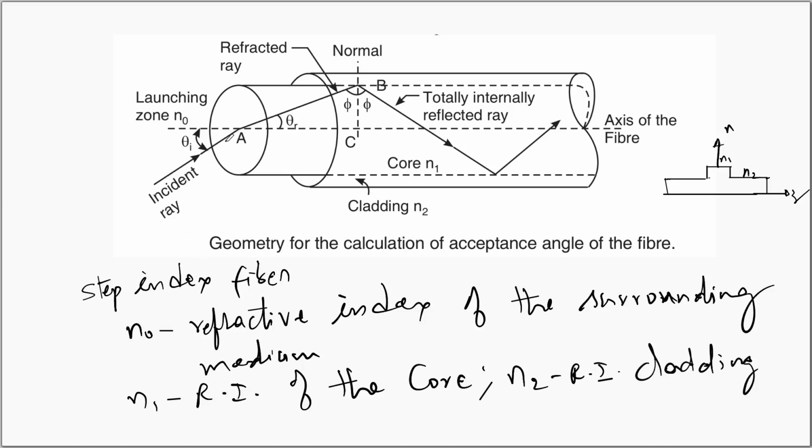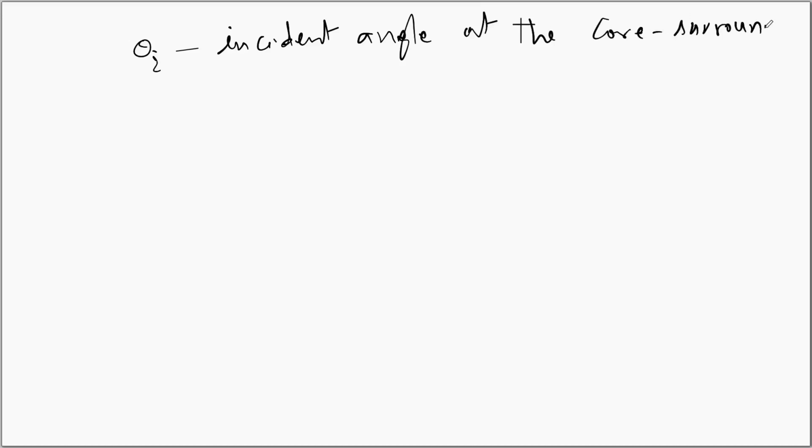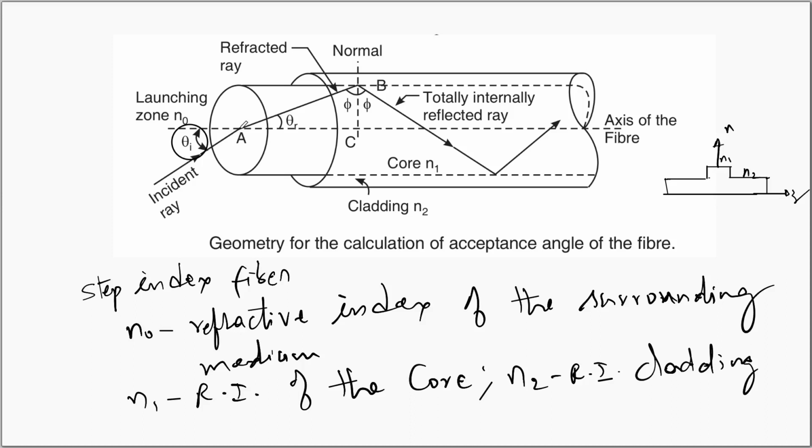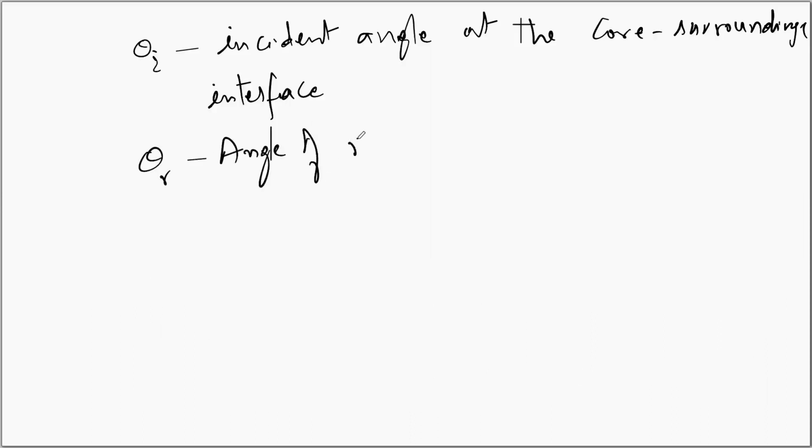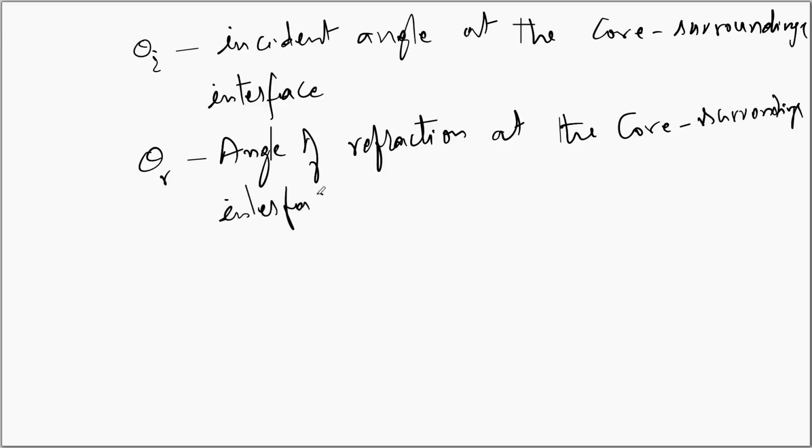From the surrounding medium, a ray is entering the optical fiber. The ray is touching the axis, making an angle theta I. Theta I is the incident angle at the surrounding and core interface. Similarly, after touching the core, the ray would refract into the core. The angle of refraction is theta R. Theta R is the angle of refraction at the core surroundings interface.